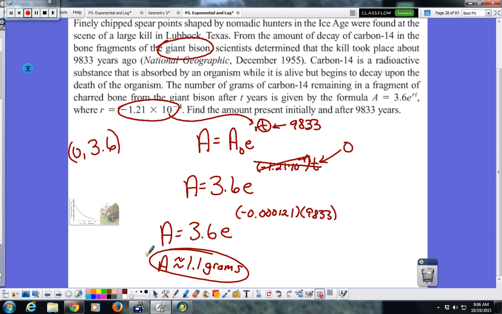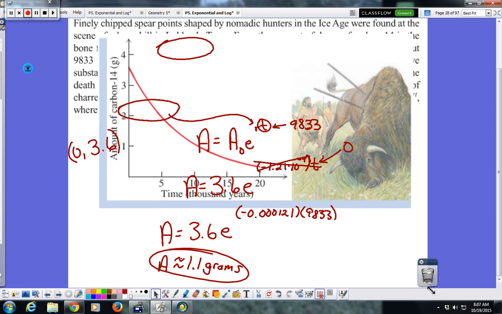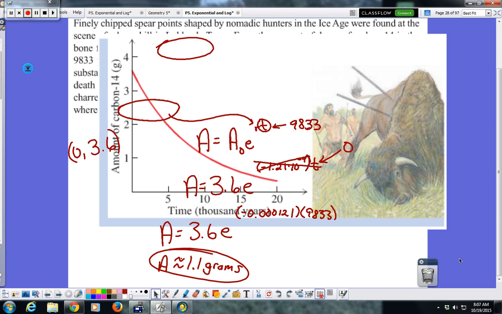So we started with 3.6 grams, and after 9,833 years we're down to 3.6 grams. Again, let me show you this. Here's the graph of what we just did. It's an exponential type graph.